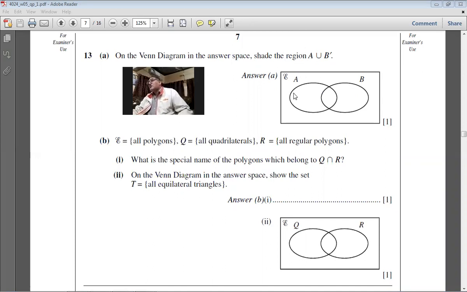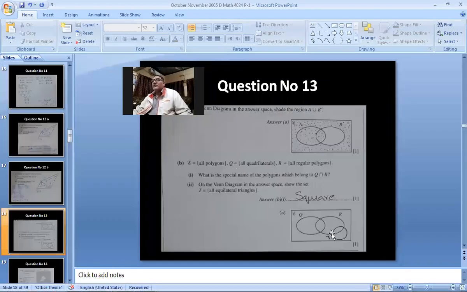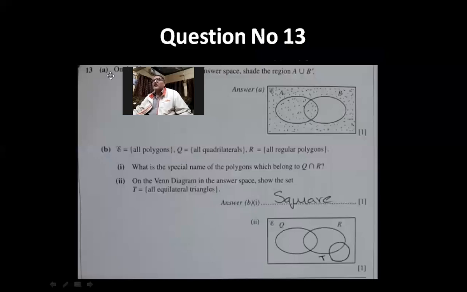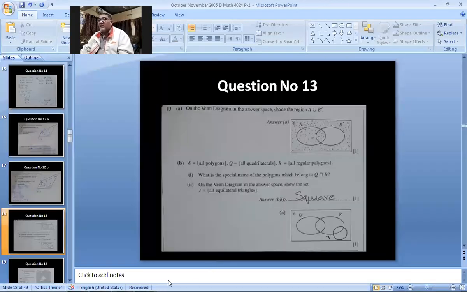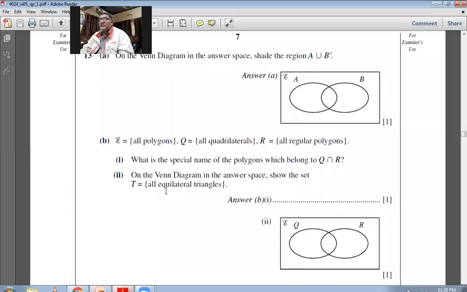Union with A. So the whole A will be shaded, and all the area outside the B will be shaded. Let me show you my work. So here we go. This is our shading done. The whole A will be shaded because here we have union with A, plus the whole thing which is outside the B will be shaded. So you can see with the dots I have shown which area will be shaded. Hopefully you understand.